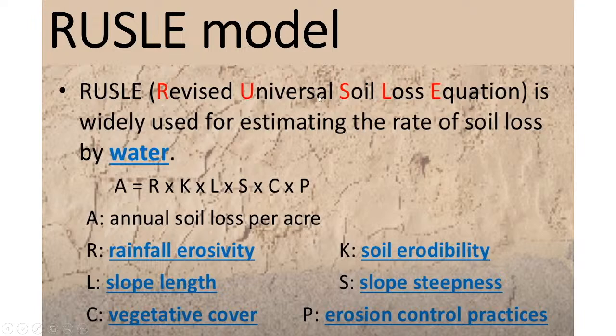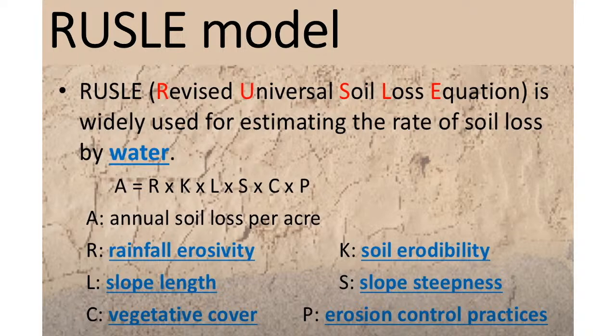Now, the Revised Universal Soil Loss Equation is widely used for estimating the rate of soil erosion by water. So mainly it works for erosion by water. By floods, you mean to say? Yes, flood, rainfall, or precipitation. Sometimes soil is also eroded by wind, but the RUSLE model does not consider that. It considers only water. Okay, and this is the equation.